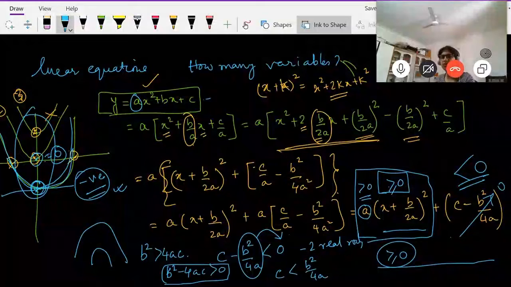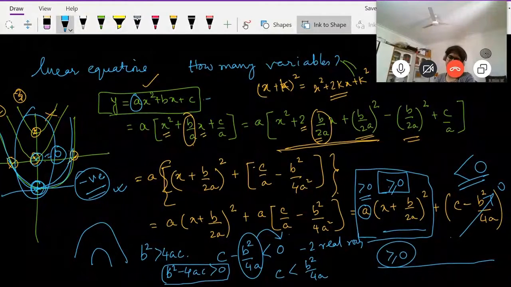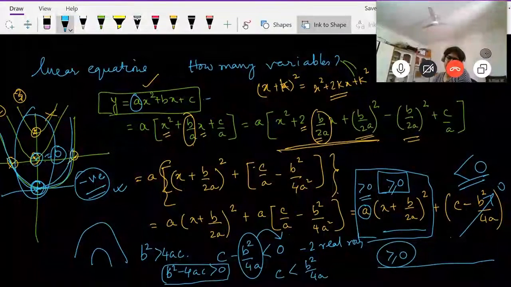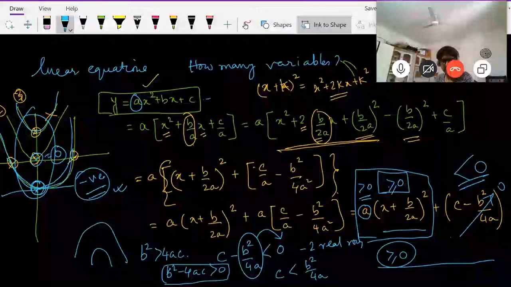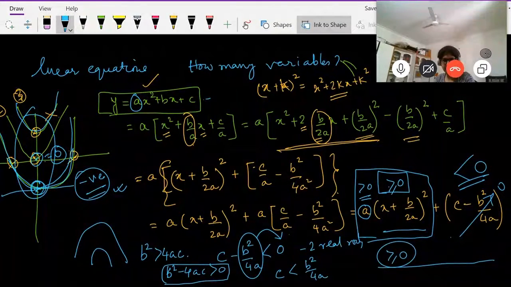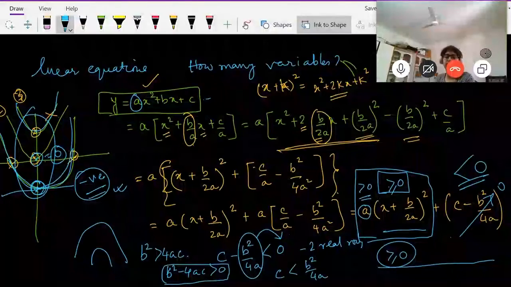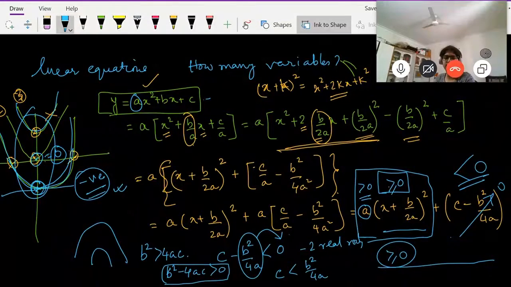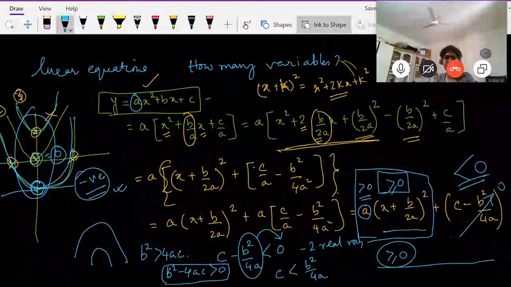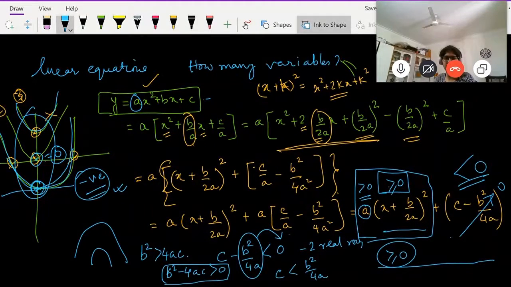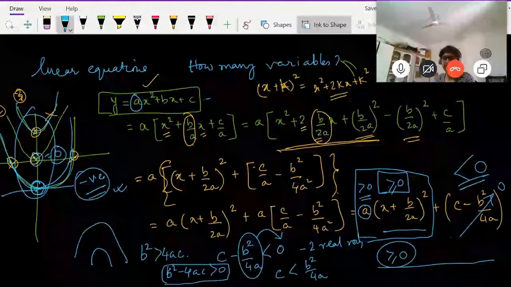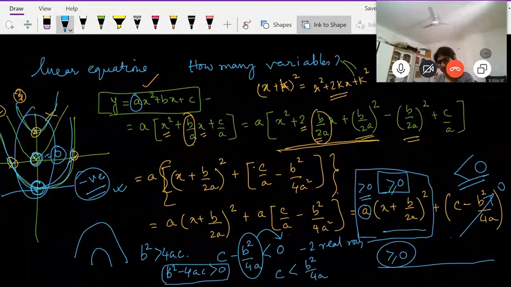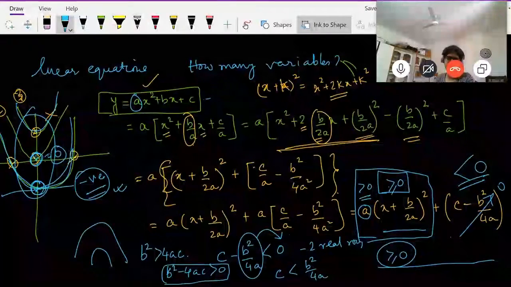So the expression will be positive or 0. Now if it is positive, then we will have this case 3. Clear? If it is positive, then we will have case 3, and if it is 0, then we will have case 2.